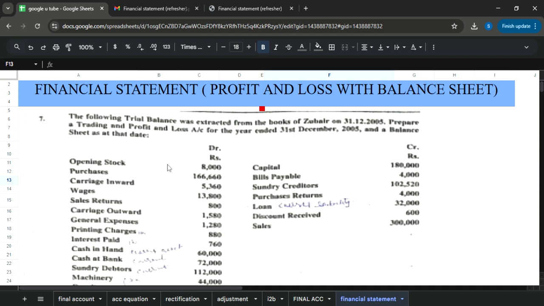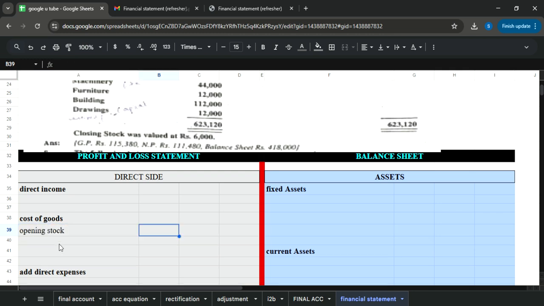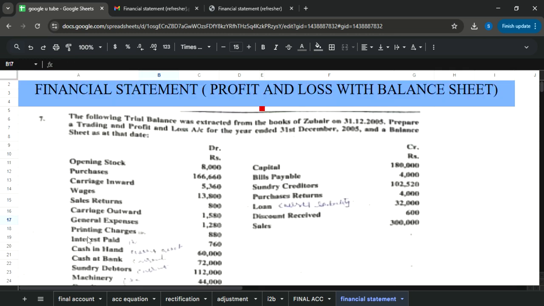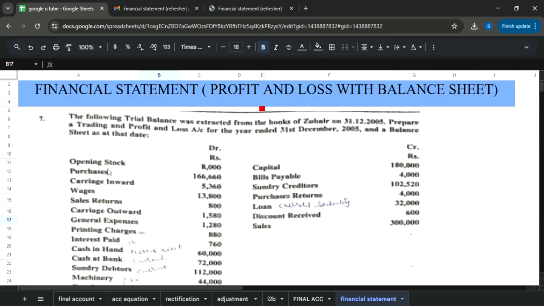So let's begin. First is opening stock, which is part of your cost of sales. So here you will mention your opening stock. Just write down the amount, which is 8,000. Put 8,000 in front of it. After which we have purchases, which is also part of your cost.